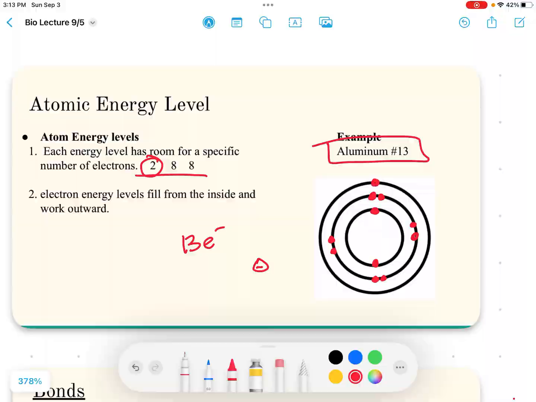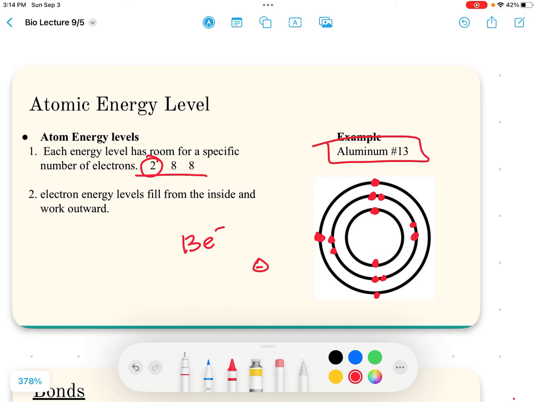11, 12, 13. So now I have all 13 electrons shown inside of my rings. And I have a couple extra spaces left that if I needed to add electrons, I could. I could also take electrons away, so we would erase some of these.